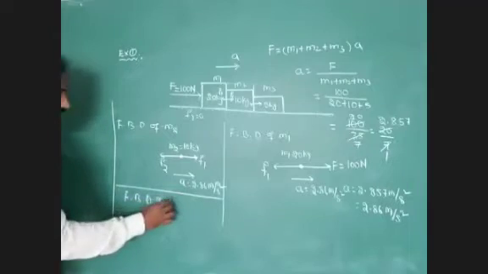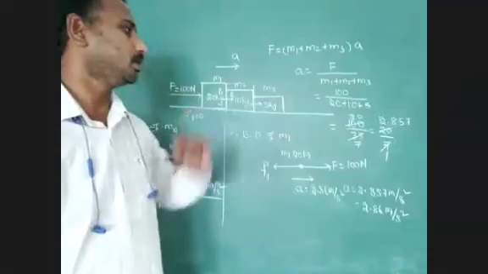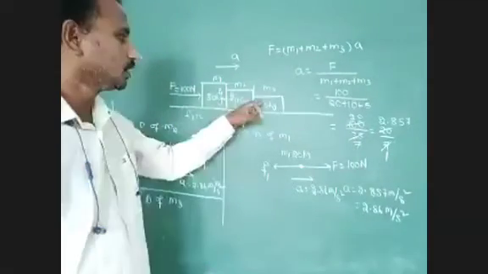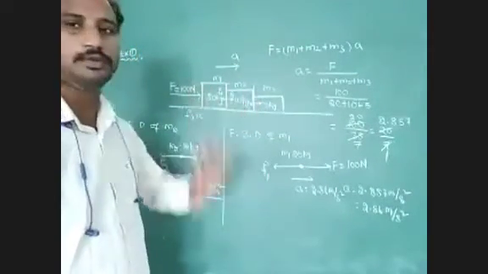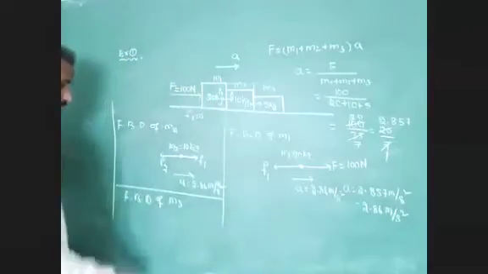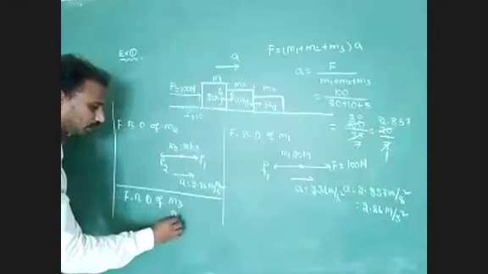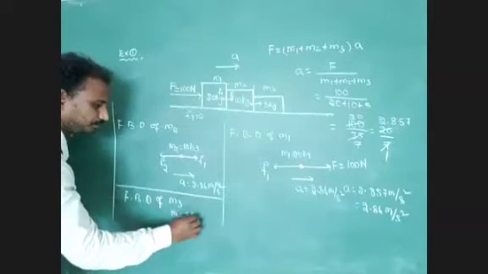Next, free body diagram of M3. How many external forces are acting on M3? Only one external force. That external force is provided by M2. Okay, just identify this condition. Total mass of the system we can represent M3 equal to 5 kg.